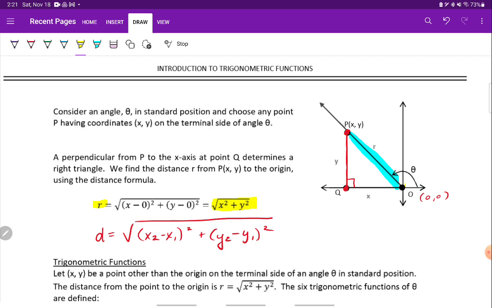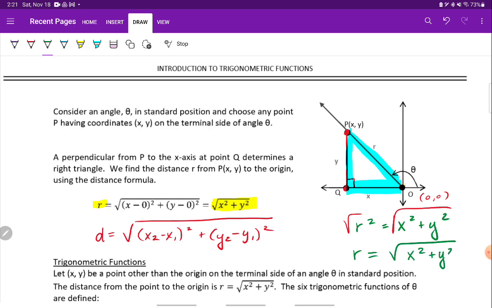Another way that we could look at that value of R is we could look at the fact that we have a right triangle here. And when you have a right triangle, the Pythagorean theorem applies. R squared would be equal to x squared plus y squared. And then we take the square root of both sides, bringing us to the same conclusion that R is equal to the square root of x squared plus y squared. I probably think of it more with the Pythagorean theorem than I do with the distance formula.